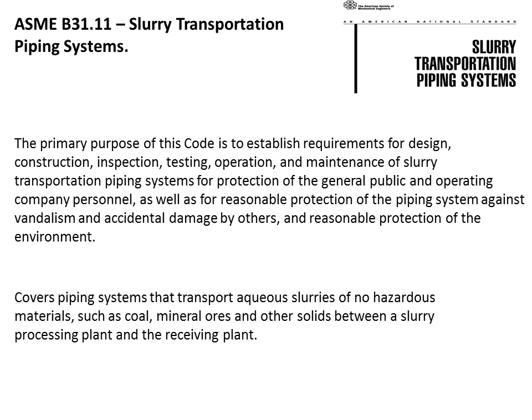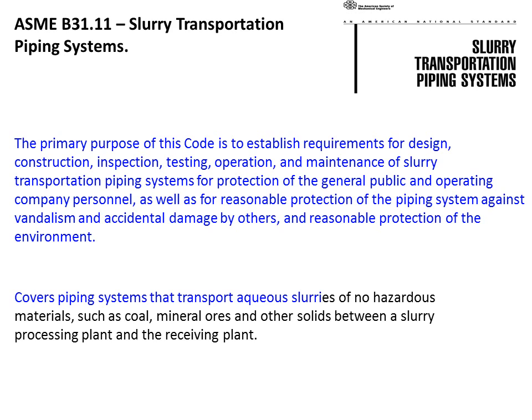Next is B31.11 for slurry transportation piping systems. The primary purpose of this code is to establish requirements for design, construction, inspection, testing, operation, and maintenance of slurry transportation piping systems for protection of the general public and operating company personnel, as well as for reasonable protection of the piping systems against vandalism and accidental damages by others, and also responsible for the protection of the environment.